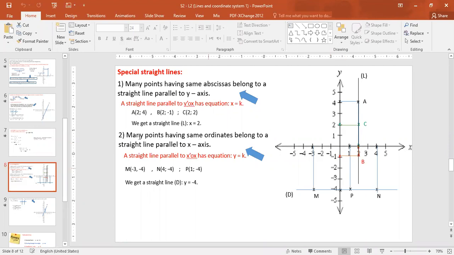So the rule says many points having the same ordinates belong to a straight line parallel to the x-axis. So if they have the same abscissa, they will be parallel to the y-axis. If they have the same ordinates, they will be parallel to the x-axis. What will be the equation of this straight line? It will be y equal to the given ordinate, so y equal -4. It has a general form y equal k. K is a positive or a negative ordinate.